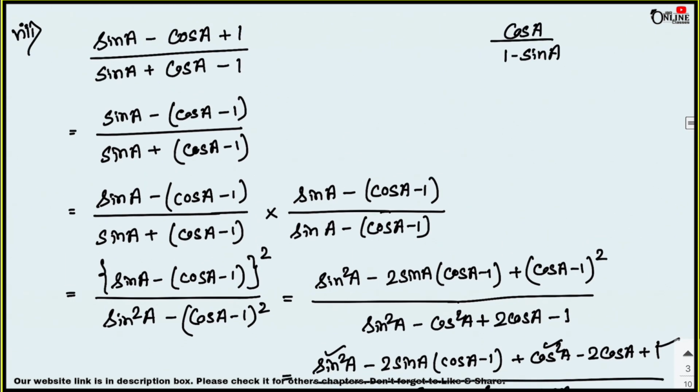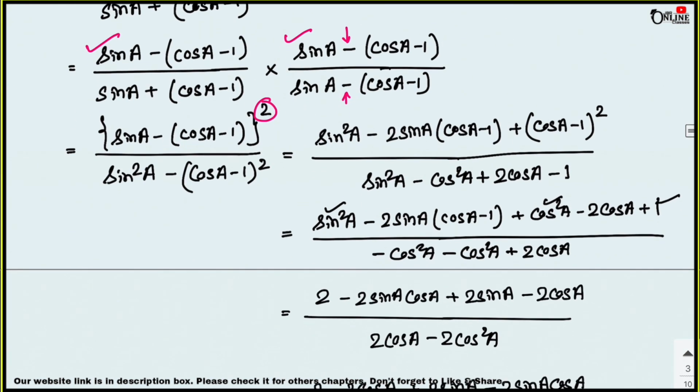So as I repeat, here first you have sin A minus cos A plus 1, then sin A plus cos A minus 1. So as here plus, multiply this one, the opposite one. Okay, multiply the opposite one up and down both. So that's why here I multiply this one with negative 1 with the numerator and denominator both. Clear? So now here these two are same, so it will be here whole square, and the lower one is the formula of A square minus B square.